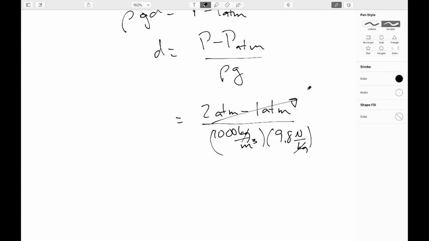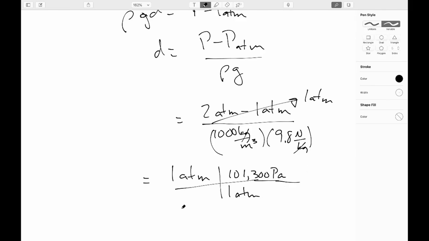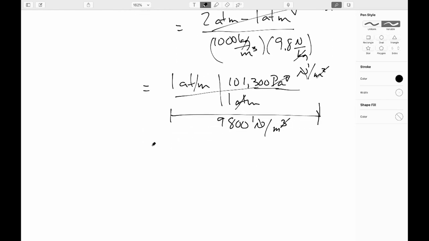So if you want, you can go ahead and say this is 1 atm, but we still have to do the unit conversion. So remember, 1 atm is 101,300 pascals, and a pascal is a newton per square meter. And then here, if you want to multiply that out, that's 9,800 newtons per cubic meter. I'll cancel. A pascal is a newton per square meter. Cancel, 1 over. Cancel all but one of those. You're left with 1 over meters, which is meters. So yay, that's good.